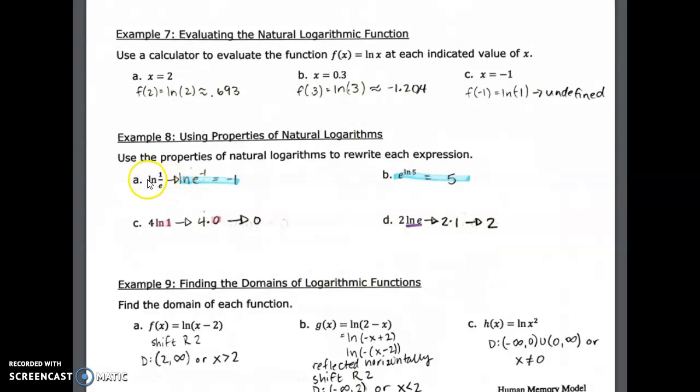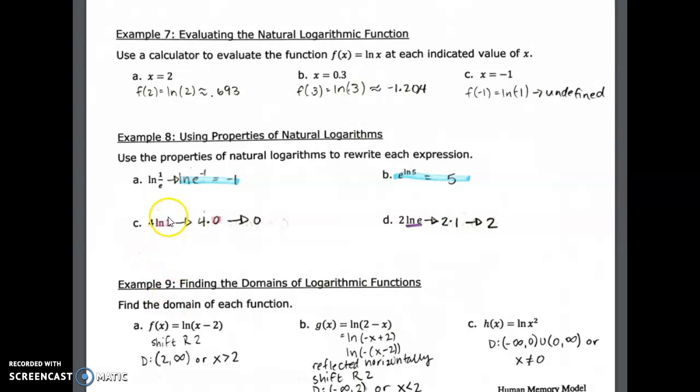In this case, we have the natural log of 1 over e, which is the same thing as saying the natural log of e to the negative 1 power. A natural log has a base of e, so the matching bases would cancel each other out, leaving us just with negative 1. Same thing here.